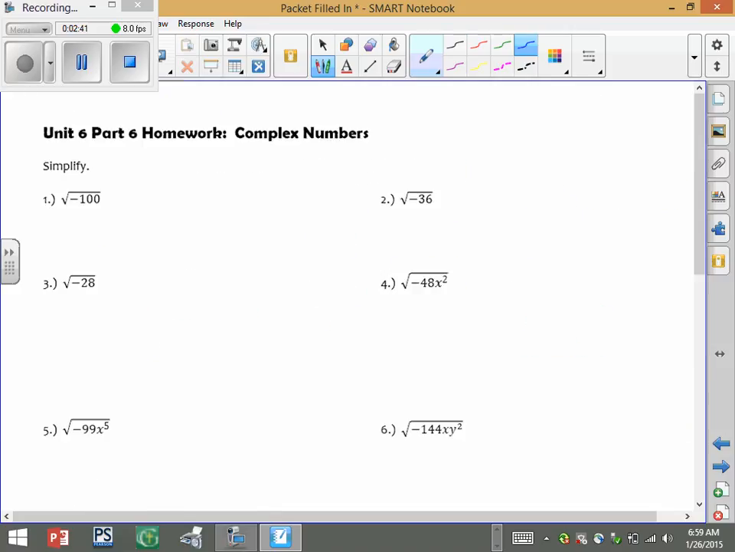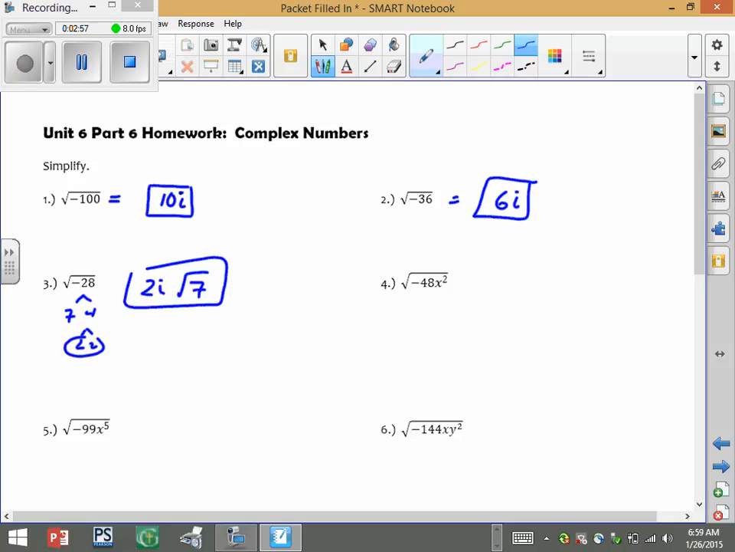So a couple of practice problems. Again, square root of 100 is 10. Since it's negative, 10i. Square root of 36 is 6. Since it's negative, it's 6i. 28 is 7 times 4. So you pull a 2, you leave a 7, and there's an i.